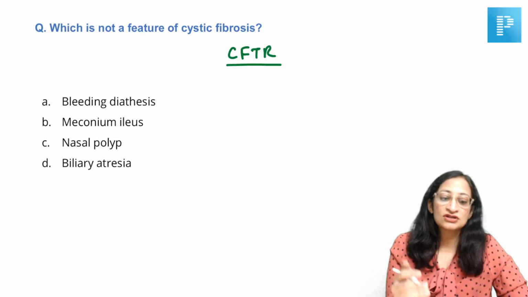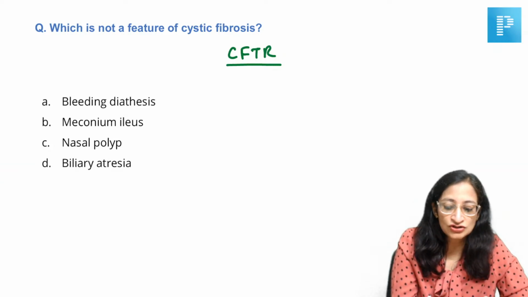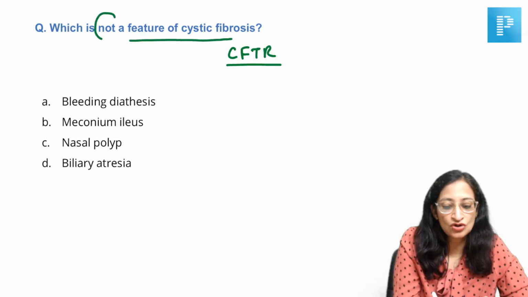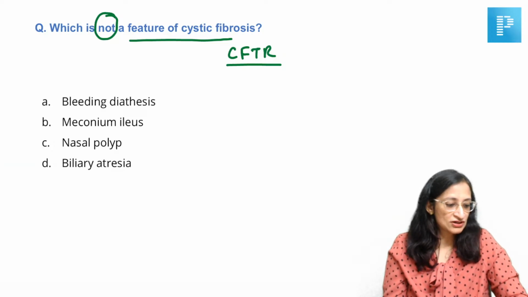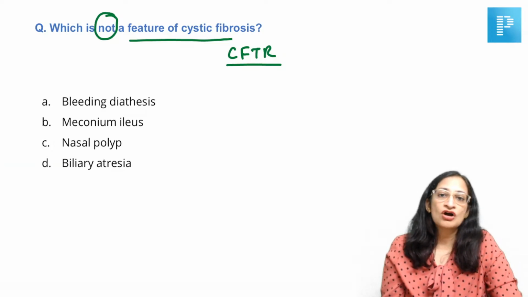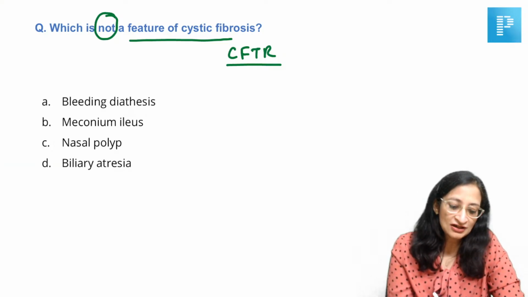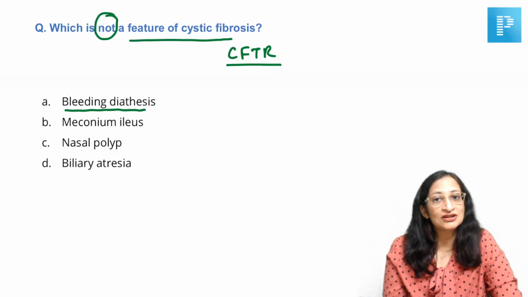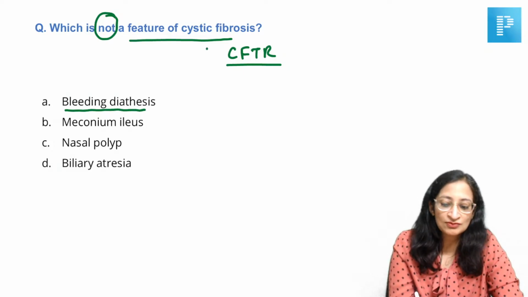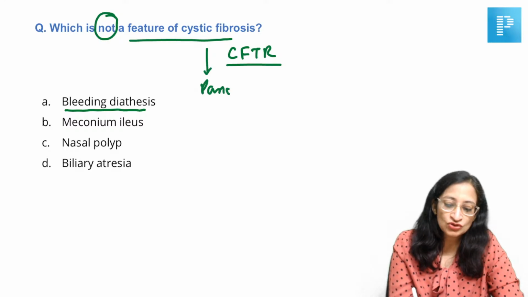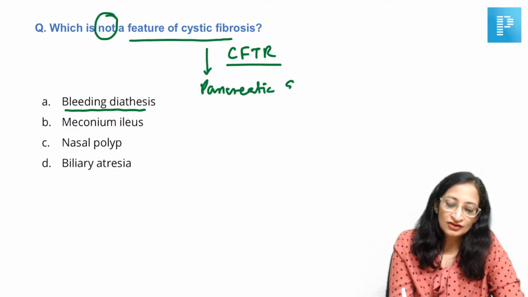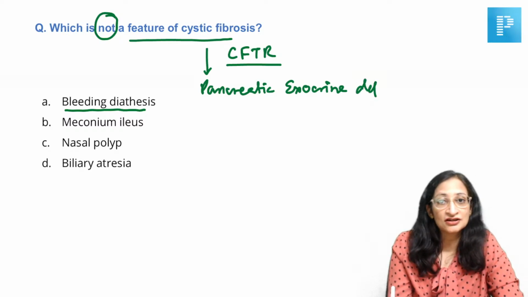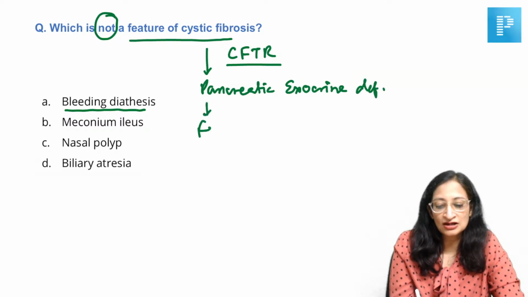Now there was a question on the clinical features of cystic fibrosis. Which is not a feature of cystic fibrosis is the question. So, bleeding diathesis, yes. Is it there in cystic fibrosis? Yes, it can be there, because in cystic fibrosis there is pancreatic exocrine deficiency. The lipase and other enzymes are not getting secreted, so there is fat malabsorption.